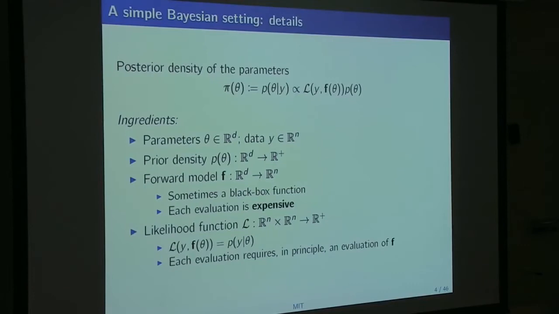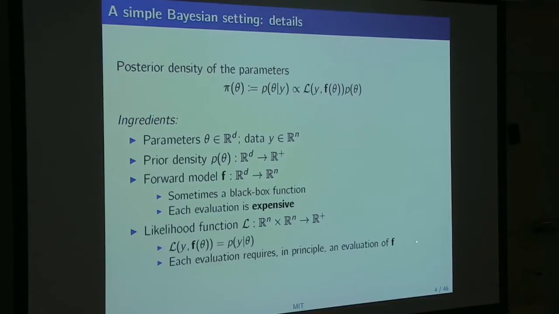A very simple one would be that y is f of theta plus some Gaussian. That's a very simplistic assumption. In general, one could do a lot more sophisticated things, but let's just say that's built into the likelihood. And every single time I want to evaluate the likelihood, I need, in principle, to evaluate this forward model.